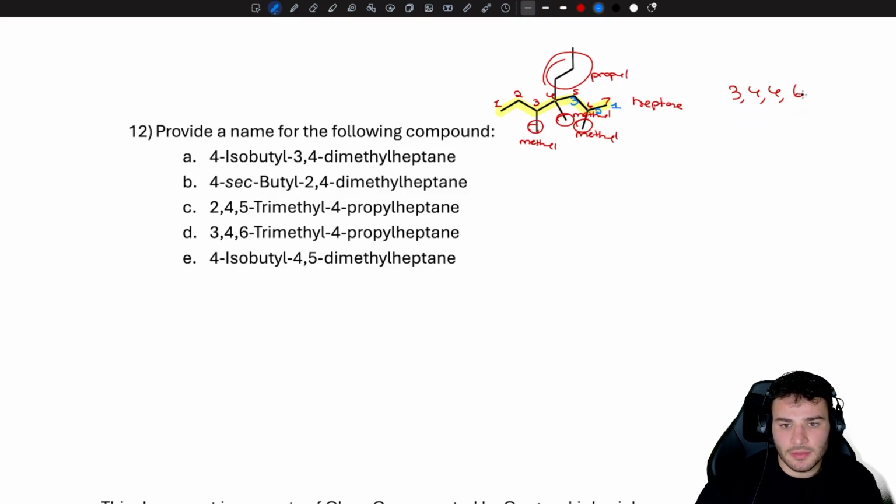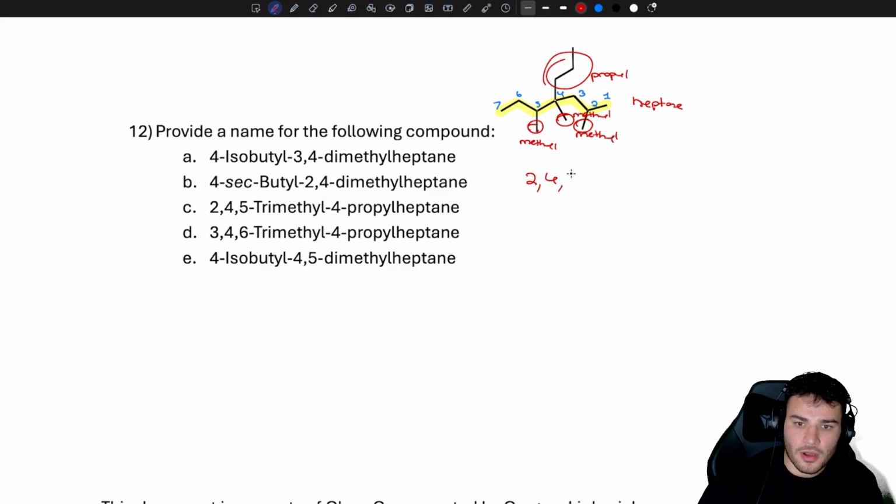So let's clean that up a little bit. Let's rewrite those so that we just have a clean slate. 5, 6, 7. And so our substituents would be on number 2, 4, and 5. We have trimethyl. And then on number 4, we'd have 4 propyl.